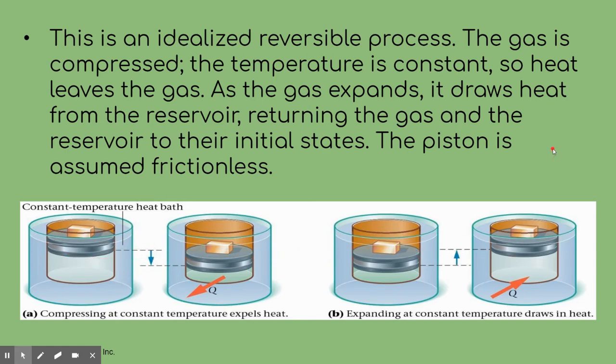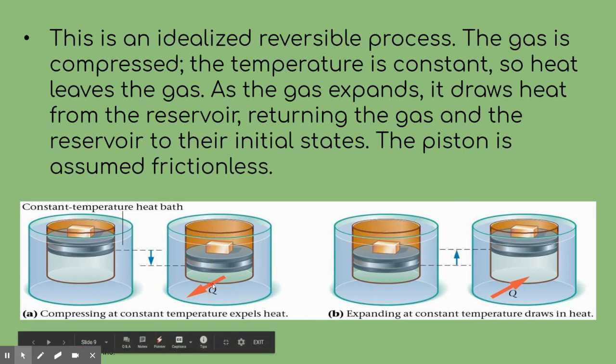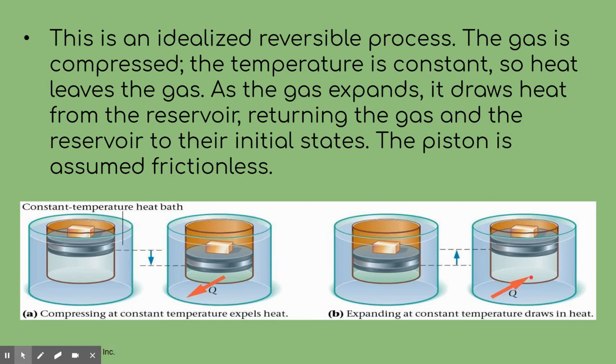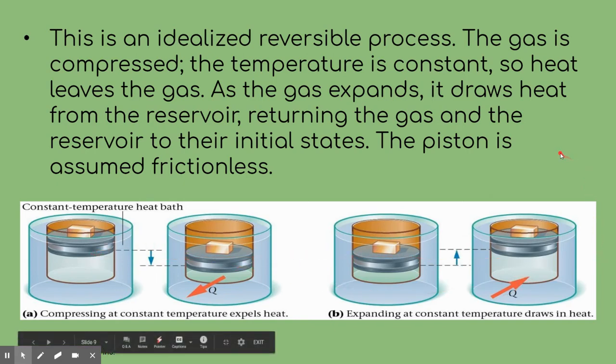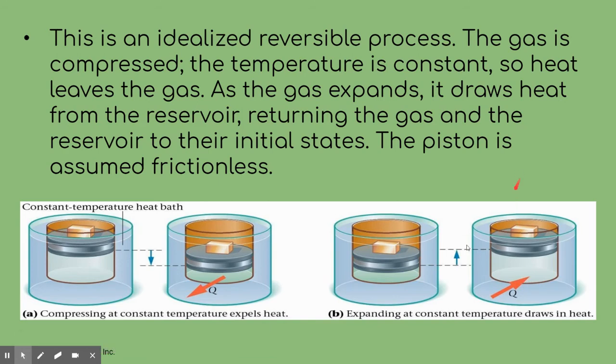Since our temperature is constant in this example, the compression is going to result in heat leaving the system, and the expansion will result in heat being added to the system. And that is because this is a constant temperature system. So to keep the same temperature, if we're compressing it, we've got to get rid of some heat. And if we are expanding it, we're going to have to add a little bit more heat to make sure our temperature stays the same. And in this example, we are assuming that this piston is frictionless.